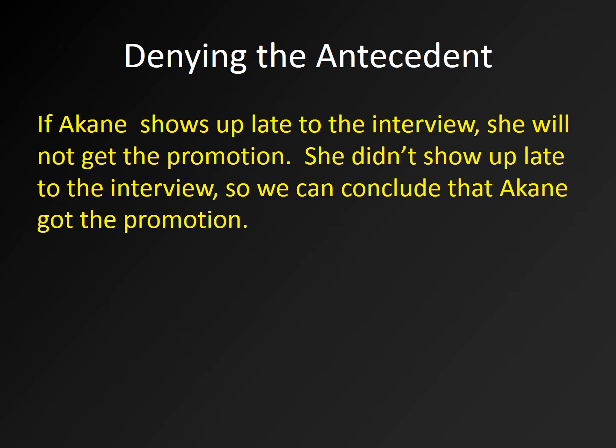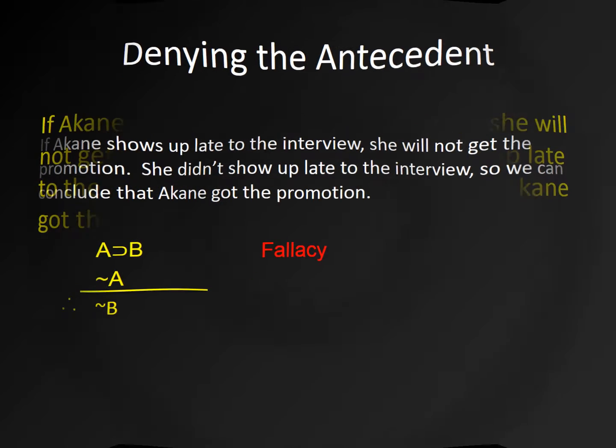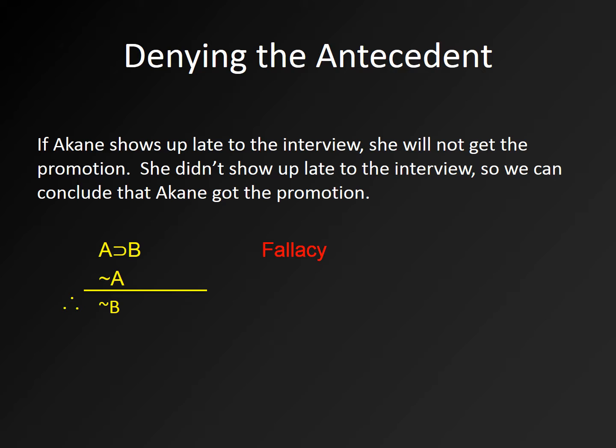Alright, denying the antecedent. If Akane shows up late, she will not get the promotion. She didn't show up late to the interview, so we can conclude that Akane got the promotion. Remember, again, this is a fallacy. So, denying the antecedent. Remember, this part is the antecedent of the if-then, and this part's the conclusion. So it's called denying the antecedent because it denies that the antecedent is true.